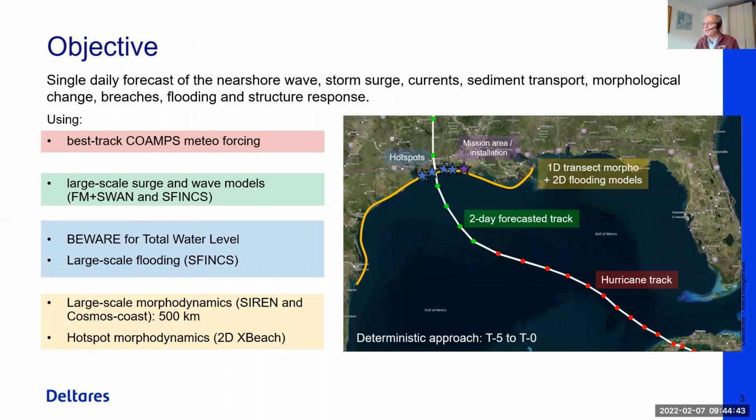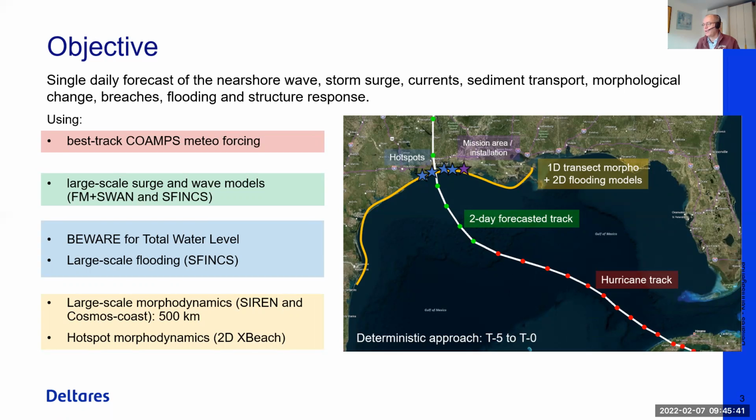So the objective is to provide a single daily forecast of nearshore wave and storm surge conditions, current sediment transport, morphological change, breaches, and also flooding and structural response. And we want to do this in a fairly large area, such as the US Gulf of Mexico coast, where we will use a chain of models which are driven by best track COAMPS meteorological forcing of wind and pressure data, which drive large-scale hydrodynamic models for the Gulf of Mexico basin, and also for the Atlantic basin, which are composed of Delft3D flexible mesh and SWAN, and also SFINCS models, which then provide boundary conditions for total water level predictions by the BWARE system, and also large-scale flooding by SFINCS.